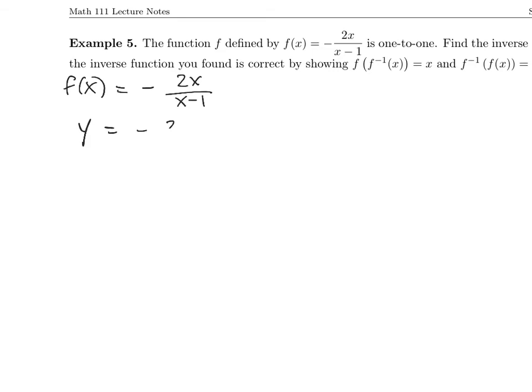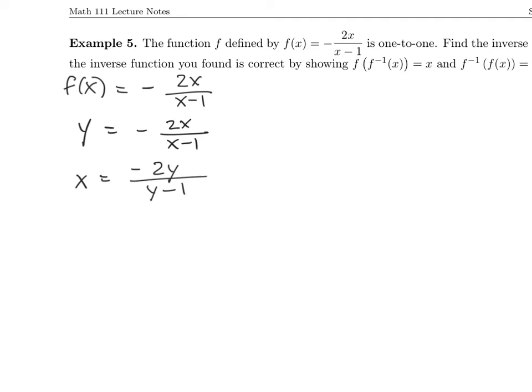So y is equal to negative 2x over x minus 1. Step number 2, switch your x and y. Now, there's more than one x here, so we're going to replace all of those x's with y's. So this becomes x is equal to negative 2y over y minus 1. So we've replaced all the x's with y's.